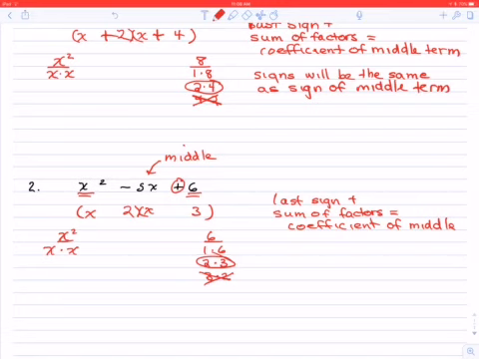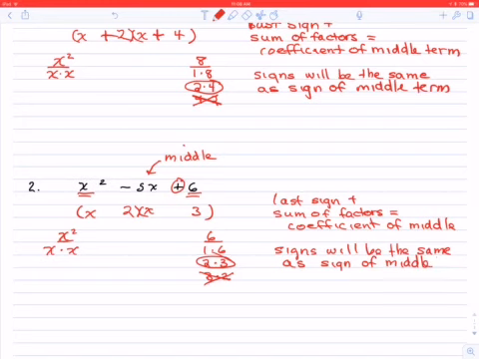Well, now to adjust the signs, since that last sign is positive, both signs will be the same as the sign of the middle term. Well, the middle term has a negative sign, so they'll both be negative.